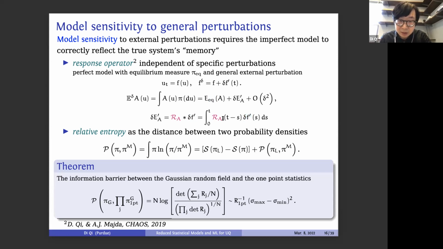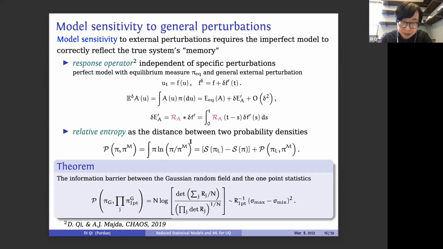So if we can approximate this response operator using only the equilibrium measure, we are able to at least recover some of the responses due to different types of perturbations. So this can construct a model under a unified framework.